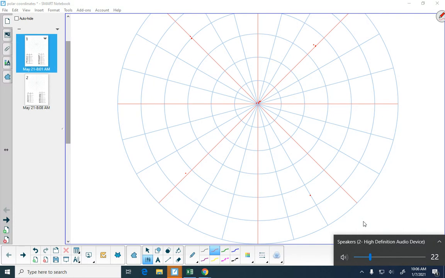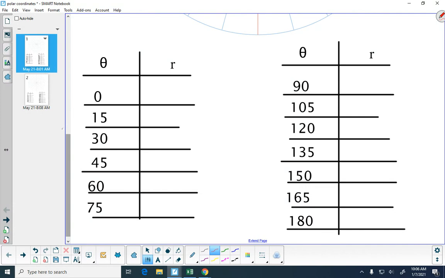So what you will have to do is use some intermediate values. Those intermediate values are 15, 30, 45, 60. You'll still be doing the exact same number of points, but you now will go every 15 rather than every 30. So if we look at r equals 4 sine of 3 theta.